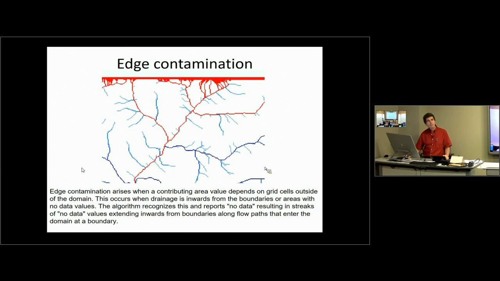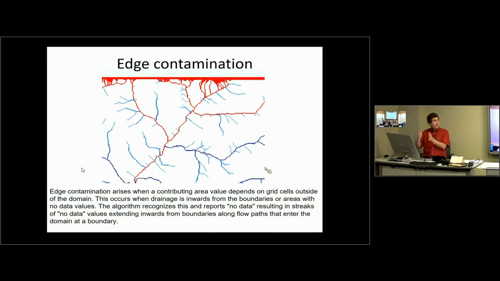So TauDEM has built into it the concept of edge contamination. If you're trying to calculate the flow direction right at the edge of a digital elevation model, you can't do it because you don't know what the elevation values are outside. So if you're trying to calculate flow accumulation, you also can't do it because you don't know what the flow direction is. And if you come in one grid cell, you also can't calculate flow accumulation because maybe the flow direction of the part that you haven't calculated is unknown.